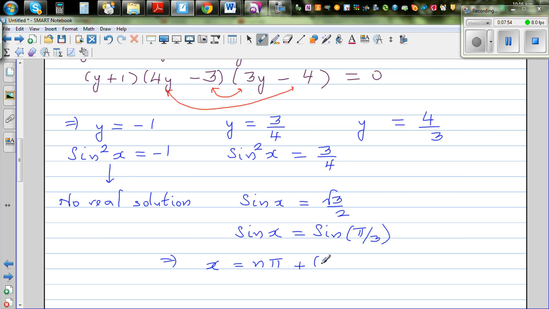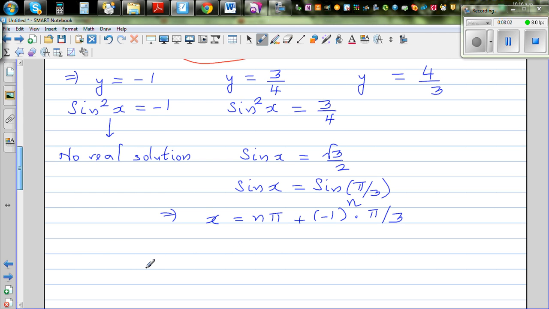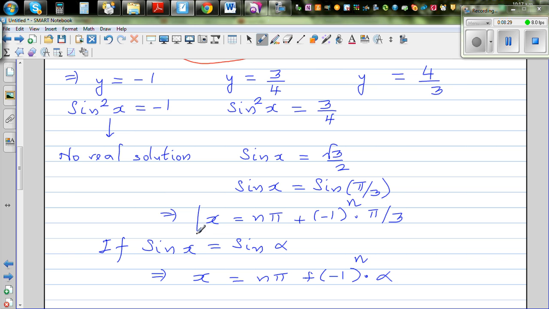I've used the formula. The formula is like this: if sine x is equal to sine alpha, this is called the general solution. This implies x is equal to n pi plus minus 1 raised to n times alpha. This is your formula, so I use this formula. This is a general solution, giving all the values of x, where n is an integer here.